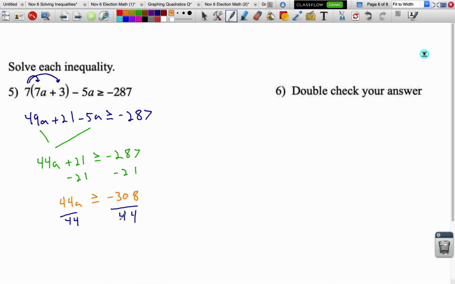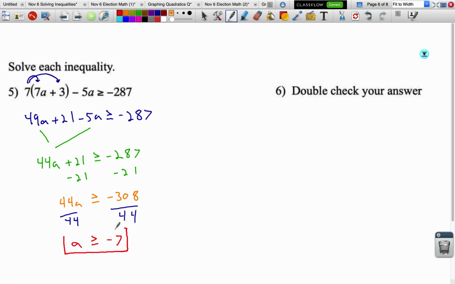And I'm going to need my calculator for that one. You should do the calculation along with me. Here we go. Negative 308 divided by 44 is exactly negative 7. All right, but I divided by a positive. The step here is positive. Even though this is negative up here, the step is positive, so no need to flip the inequality. We get a is greater than or equal to negative 7.